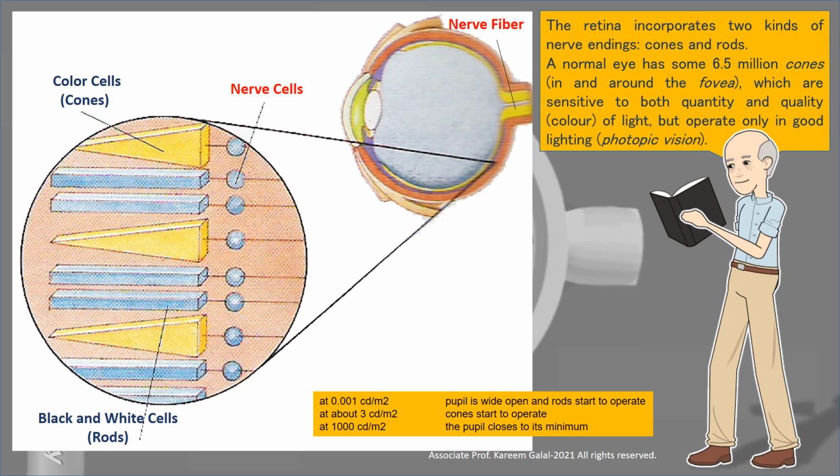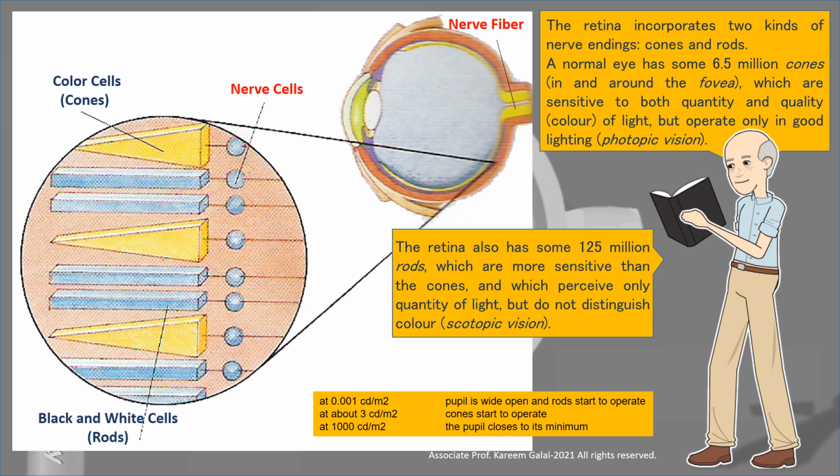The retina incorporates two kinds of nerve endings, cones and rods. A normal eye has some 6.5 million cones, in and around the fovea, which are sensitive to both quantity and quality, color, of light, but operate only in good lighting, photopic vision. The retina also has some 125 million rods, which are more sensitive than the cones, and which perceive only quantity of light, but do not distinguish color, scotopic vision.